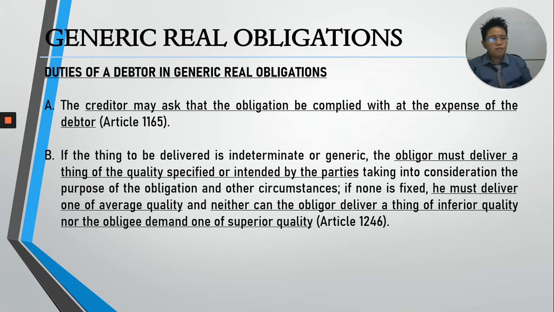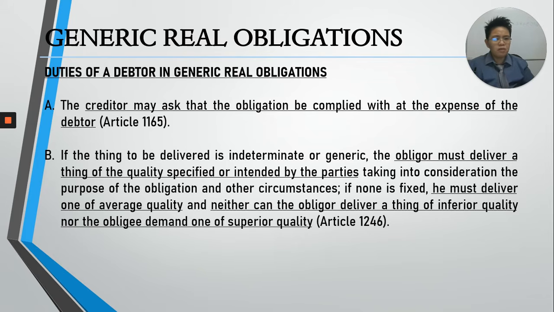What else? If the thing to be delivered is indeterminate or generic, the debtor must deliver a thing of the quality specified or intended by the parties. So, kung high quality or superior quality or average quality or low quality, kung ano yung napag-usapan. Ang napag-usapan is high quality ng isang bigas. So, high quality rice, yan ang i-deliver. Because yun ang napag-usapan, yun ang i-deliver.